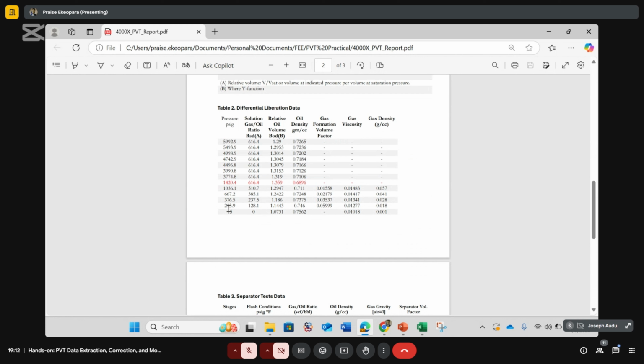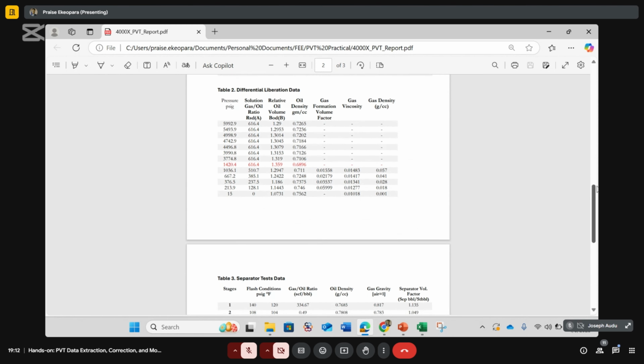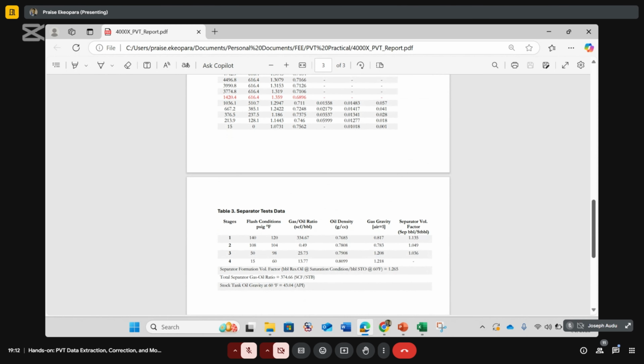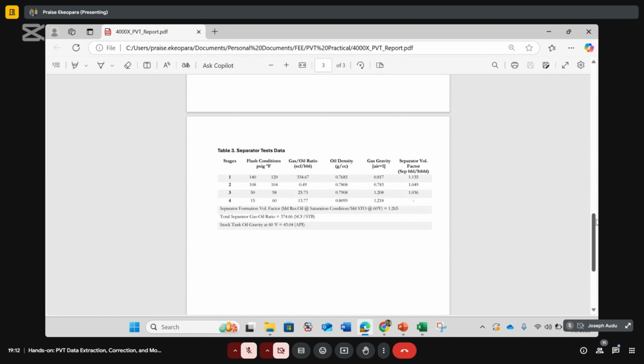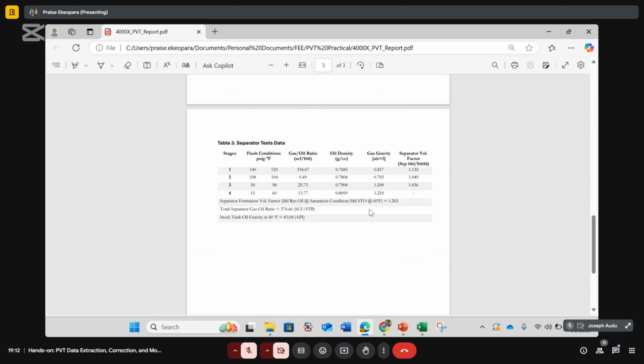Okay, so that's basically how they usually report it, right? So this is typical. There might be some changes. Then for another key experimental result you will most likely see is the separator test data.